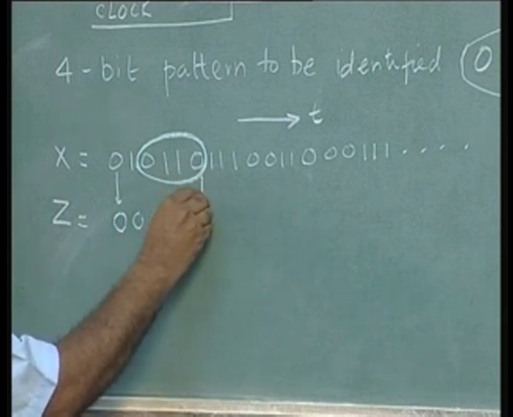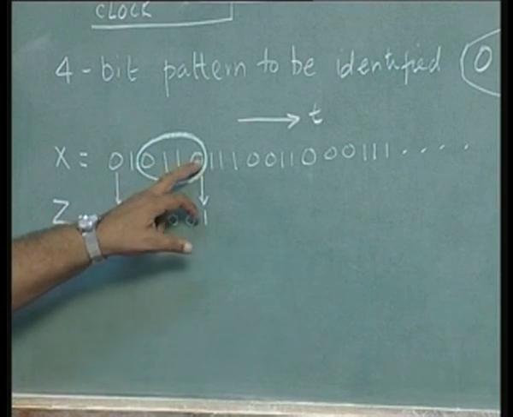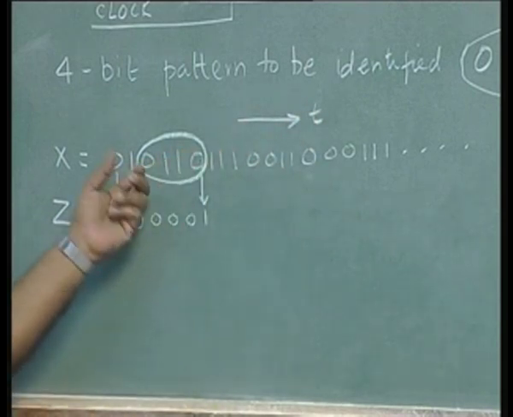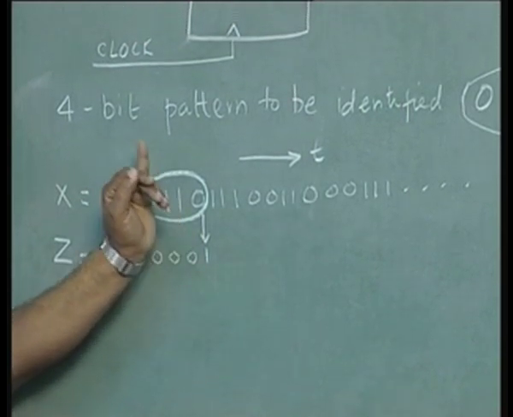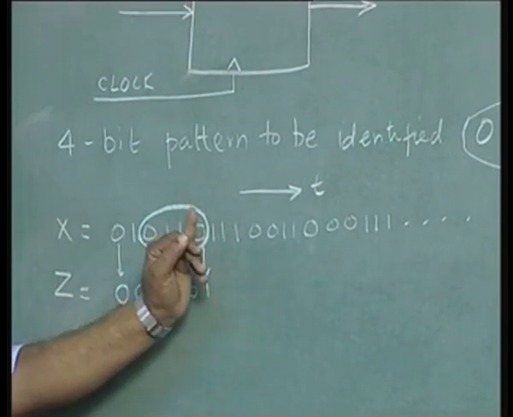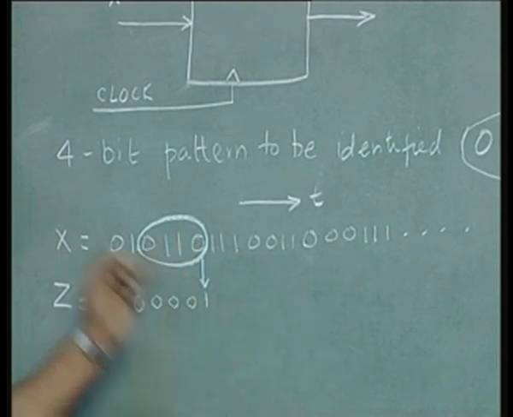So, a 1 should occur, that is what I mean by the last 0. You remember that time is going this way, that means first a 0 was received, then a 1, then a 1, then a 0. The 4th bit corresponds to the output bit. Along with the 4th bit 0, I should get an output of 1.